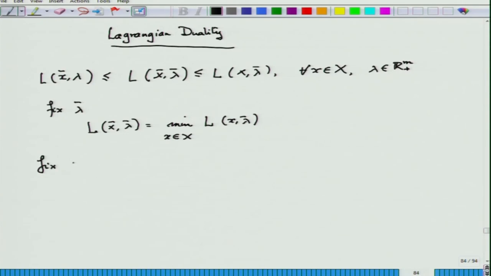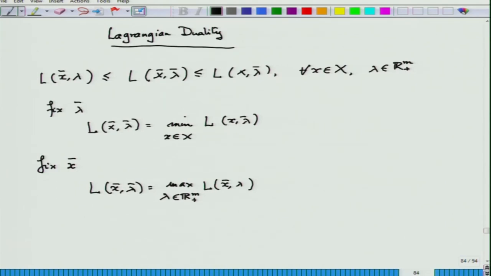Now, fix x bar, then L(x bar, lambda bar) is a supremum value. We take it as a maximum value because if I put lambda equal to lambda bar, they are equal. So, it is the maximum over lambda element of R^m_+ of L(x bar, lambda). Here x bar is fixed, here lambda bar is fixed. So, we were actually solving a convex minimization problem.